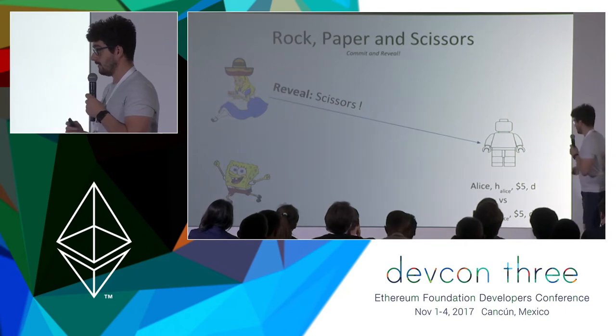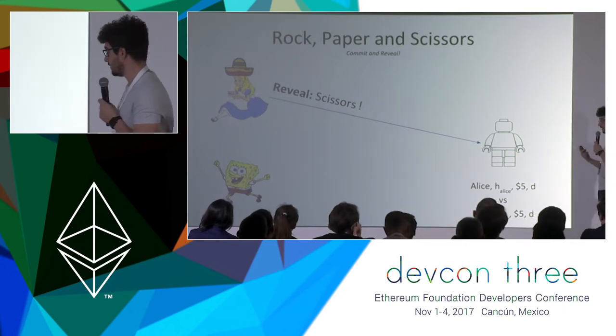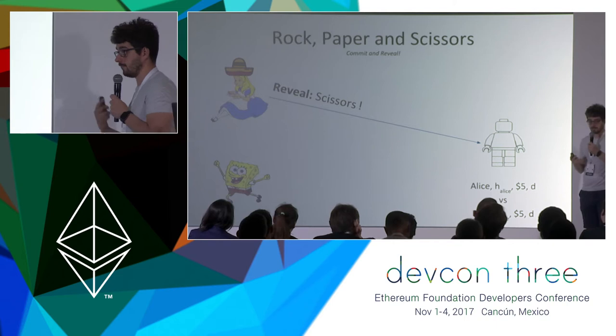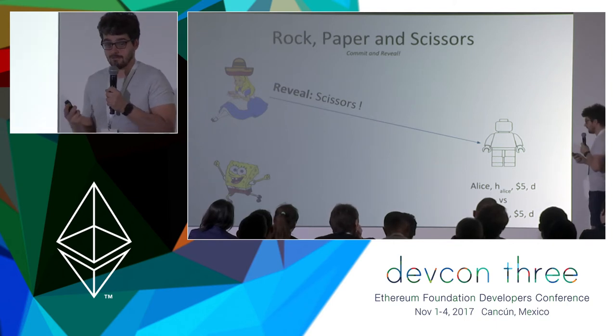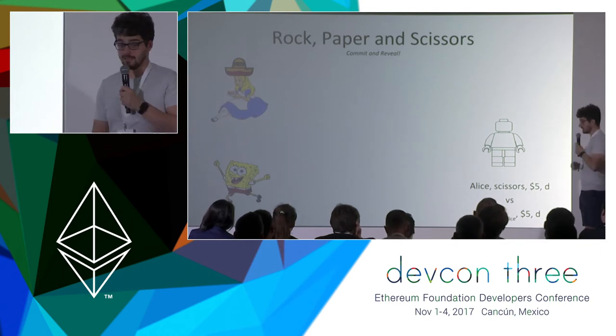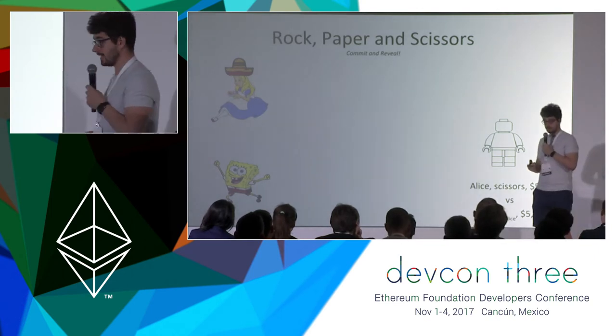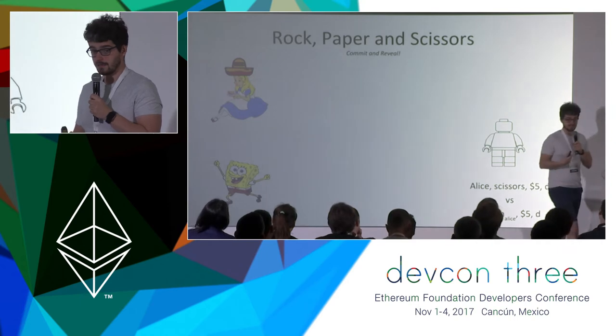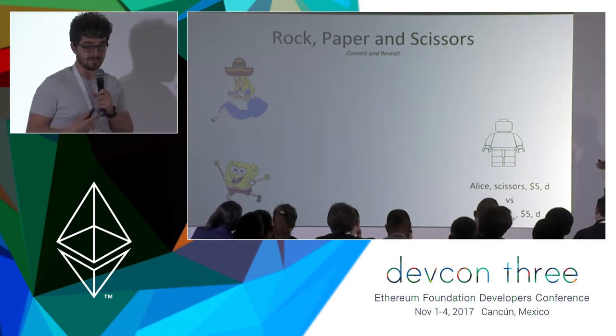So next, Alice will reveal scissors. The contract will evaluate to say that, well, scissors was her commitment. It matches the hash that she gave me. Next, Bob can see that Alice's choice was scissors. So now he has two decisions. A, he aborts the protocol because he's lost.